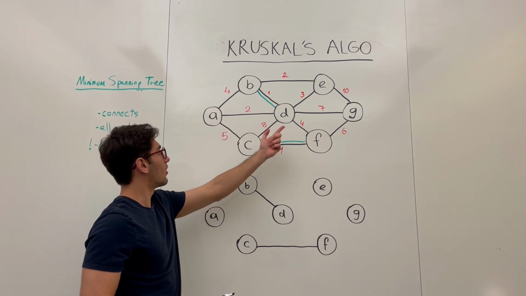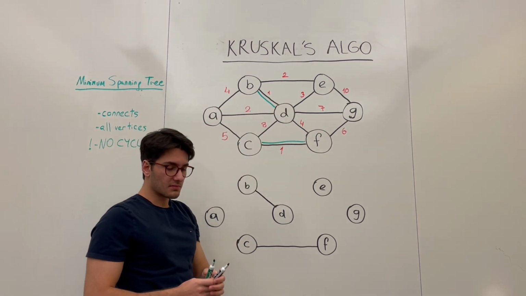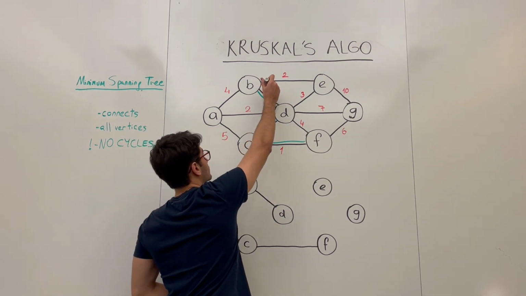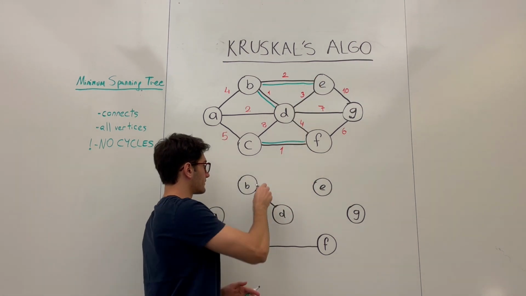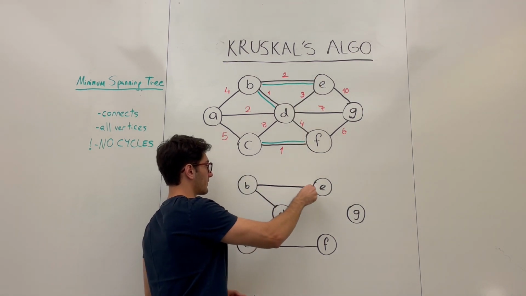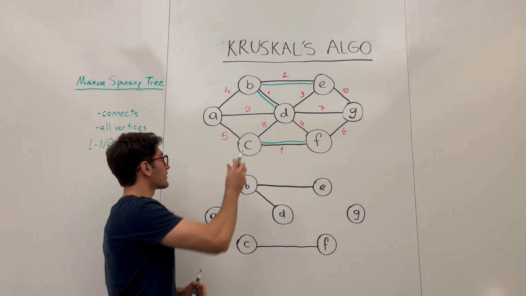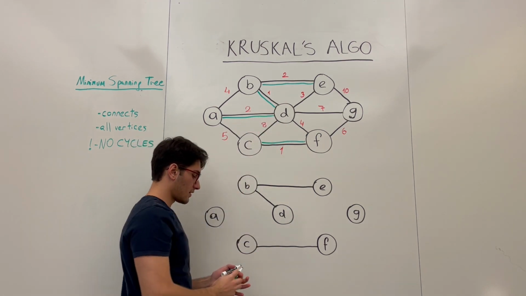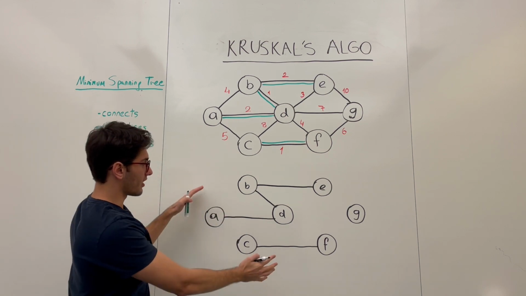When we look at all the edge weights, we have 2 here and another 2 here. It doesn't matter which one we add first, so I'm going to go ahead and add this one. And we connect B to E. And then next, we're going to add the other 2, which connects A to D. Perfect.